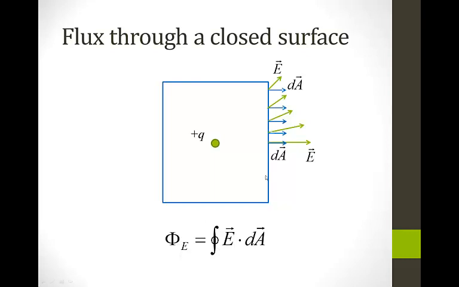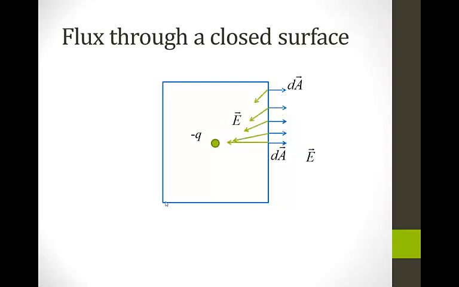Now we know that in this case the total flux is positive because the electric field always makes an angle that is less than 90 degrees between the electric field and the area vector on any surface. The angle between the electric field and the area vector is less than 90 degrees, so the total flux should be a positive quantity. But now what if we change the positive charge to a negative charge?